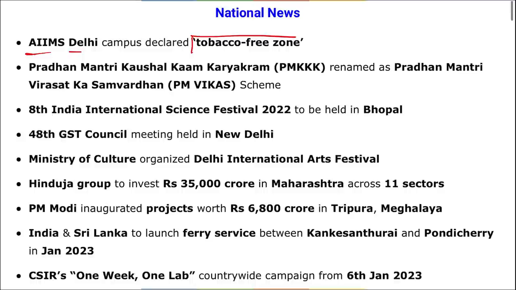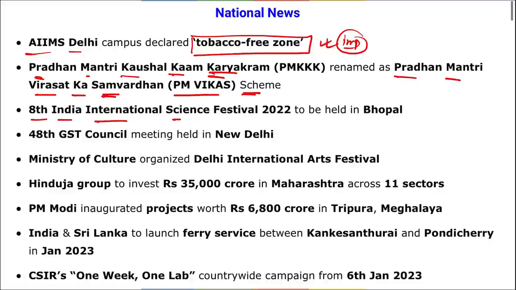Next, AIIMS Delhi campus declared a tobacco free zone. Mark this as important. Which campus has become the tobacco free zone in Delhi? It is your AIIMS Delhi. Then Pradhan Mantri Kaushal Kam Karyakram has been renamed to Pradhan Mantri Virasat Ka Samavardhan, that is the PM Vikas scheme. Where will the 8th India International Science Festival 2022 be held? It will be held in Bhopal, Madhya Pradesh.